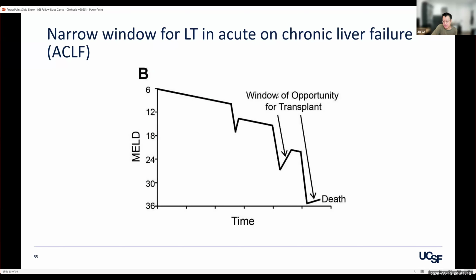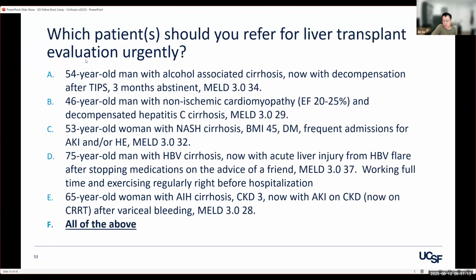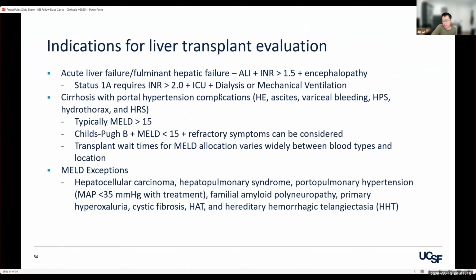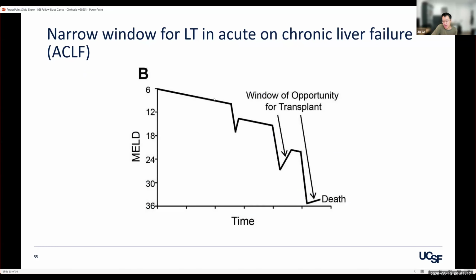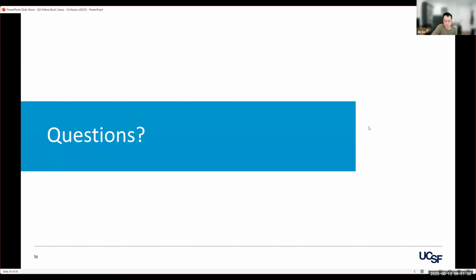This is important because, especially for patients that need an expedited evaluation, their window of opportunity to transplant is quite short, and they might be one decompensation away from dying. It's really important to let LTU know as soon as possible so that we can see if they're a transplant candidate. All right, that's all I have.